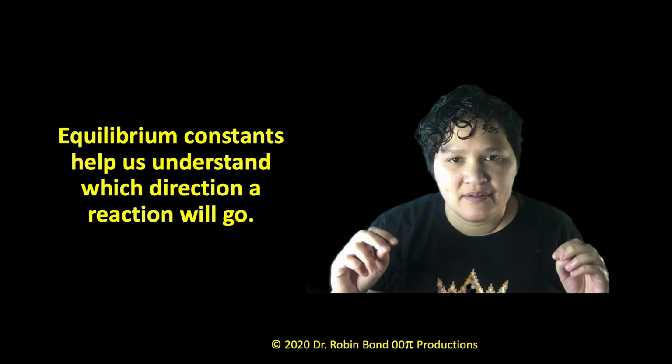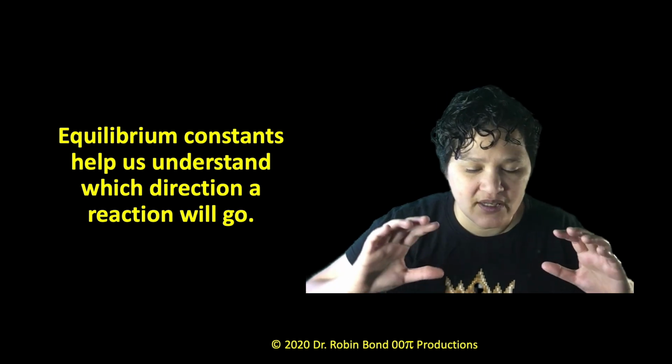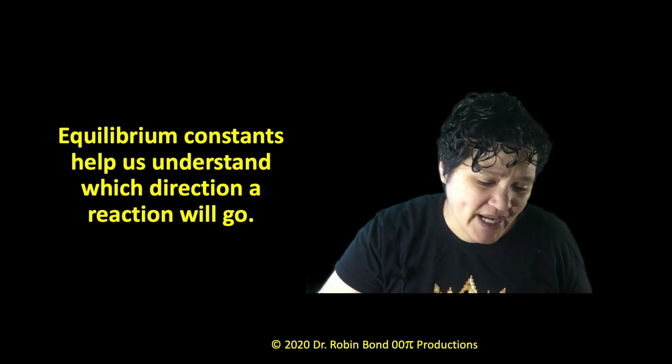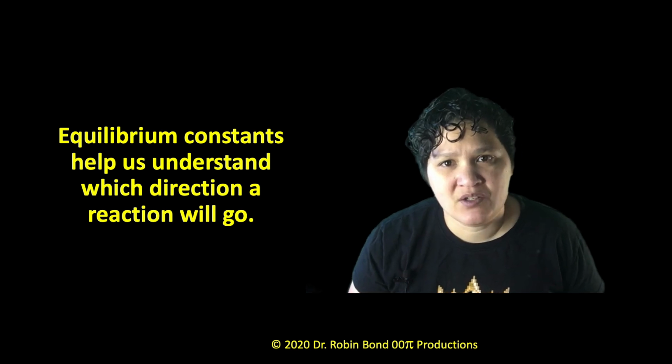So equilibrium constants help us understand if we're going to have more products or more reactants when we hit equilibrium. We can look at concentrations, calculate the current reaction quotient, and understand whether we need to create more products or create more reactants. Equilibrium constants are very useful in helping us understand a system.